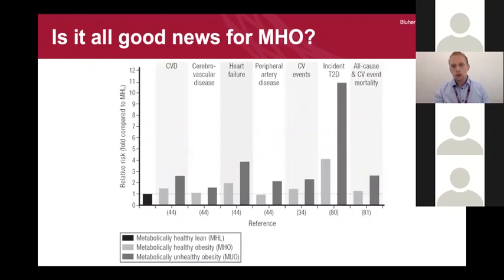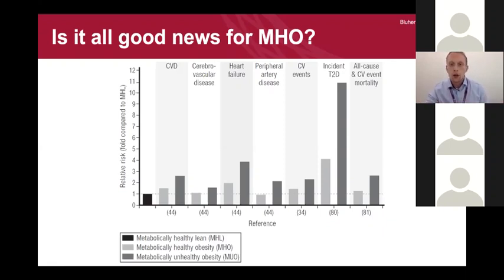But is it all good news for these individuals? So this review here quite nicely summarised different studies in the area, which looked at the risk of different health outcomes in individuals with both metabolically healthy and metabolically unhealthy obesity. And they compared this risk to someone who is metabolically healthy and lean. So the metabolically healthy lean group is shown as the black bar here and the horizontal dotted line. Anything above this line means a greater risk compared to the lean individuals.